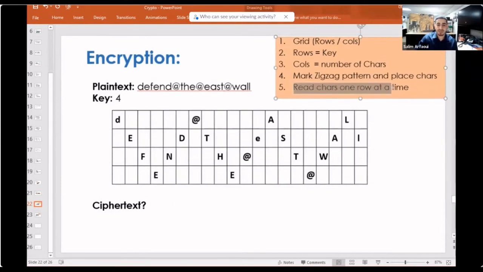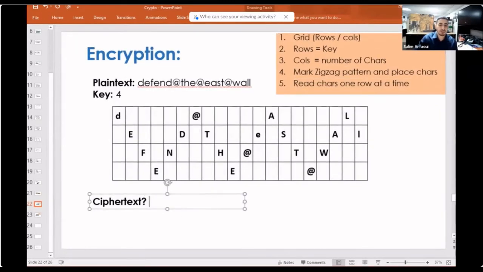Okay, so now that we placed the characters following the zigzag pattern, the next thing to do, which is the final step of this algorithm, is to read the characters one row at a time, right? So let's find out what the characters are in the first row. This is the first row. And the characters are D, oh wait, space, D, A, L, right? And then the next row is going to give me E, D, T, E, S, A, L. And the next is going to give me F, N, H, T, W. And then the last row gives me E, E, and then A, T.